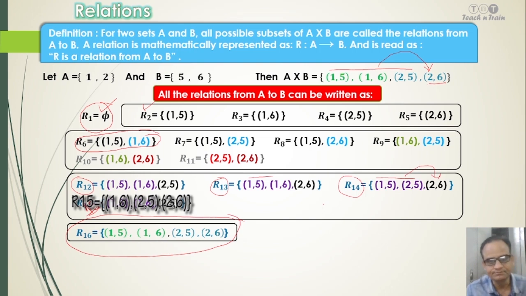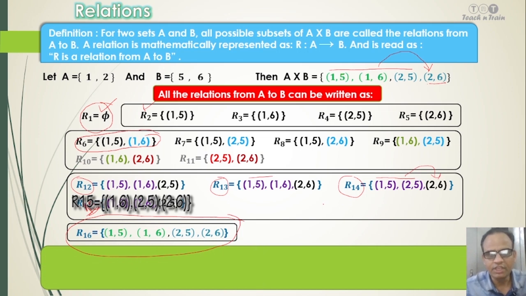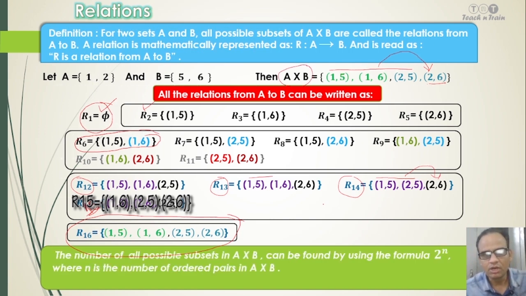I just want to share some extra information with you: we can write directly how many relations we can make in A cross B. We have a formula, 2 raised to the power n. By using this formula, we can easily tell how many relations there will be in A cross B. n is equal to 4 here for this example. So if I put the value of n in 2 raised to the power n, I'll get 2 raised to the power 4, which is equal to 16.